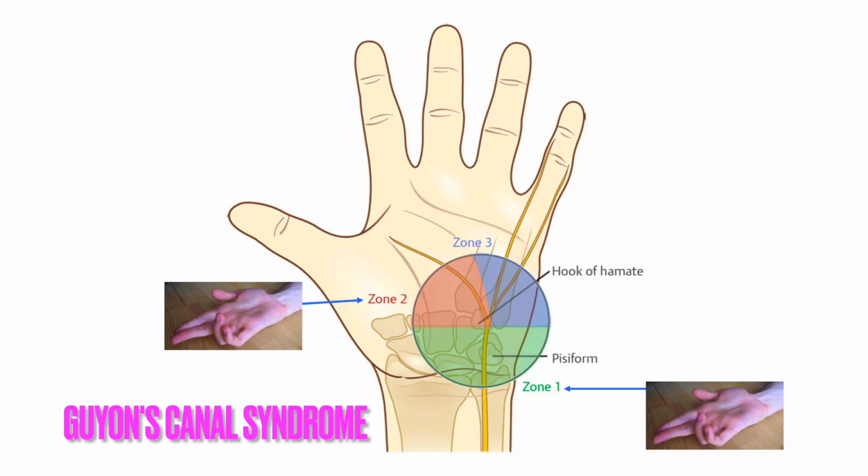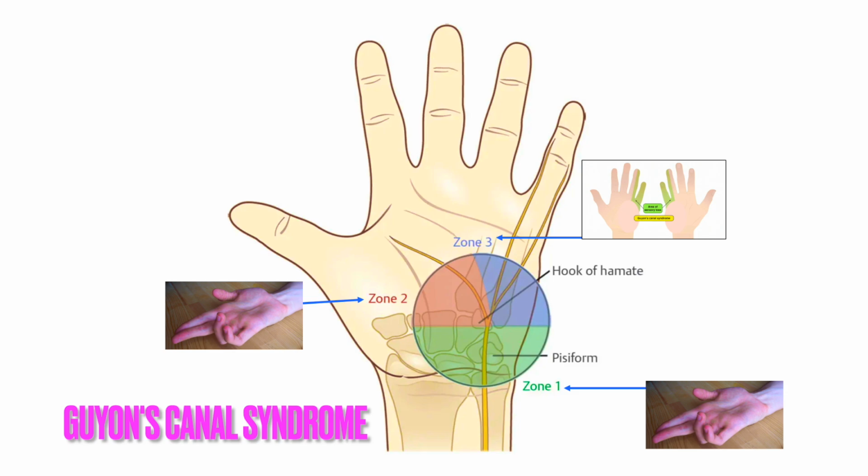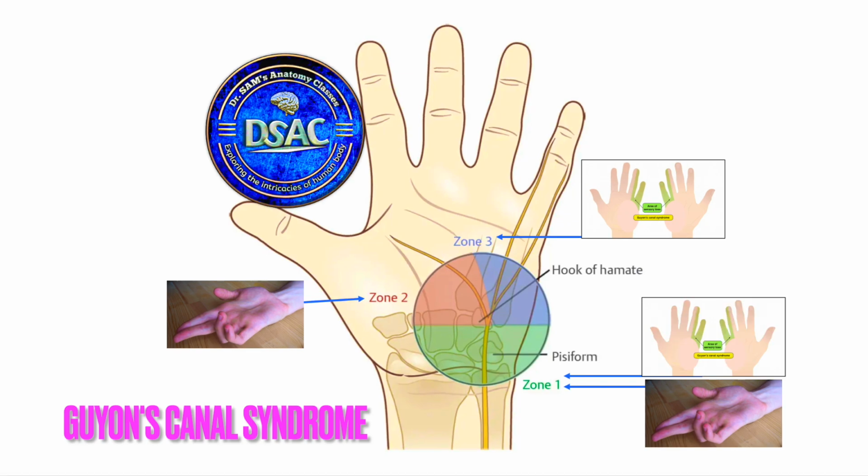canal syndrome. Remember that the partial claw hand or the ulnar claw hand will be seen in type 1 and type 2 injury. That's injury of the ulnar nerve in zone 1 or zone 2. That will lead to partial claw hand, and type 3 injury will lead to only cutaneous loss in the medial 1.5 digits. Type 2 injury will lead to only motor loss, while type 1 injury will lead to both sensory and motor loss.